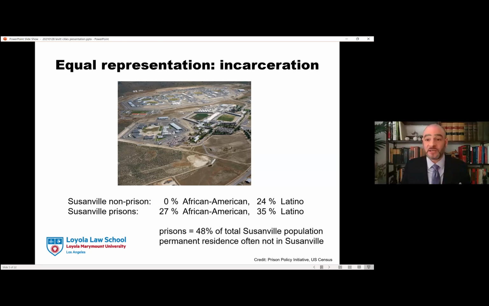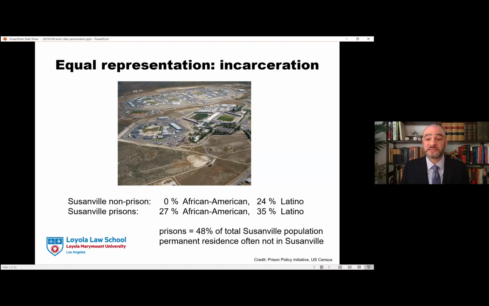Susanville, California is a great example of why this is important. They're up in Lassen County, and for a long time they did this before state law required it. Susanville's non-prison population is heavily non-Hispanic white, 0% African-American, 24% Latinx, and the rest of the town is white. The prison population is very different and about half of the total population in the city. That creates an enormous distortion in local governance.